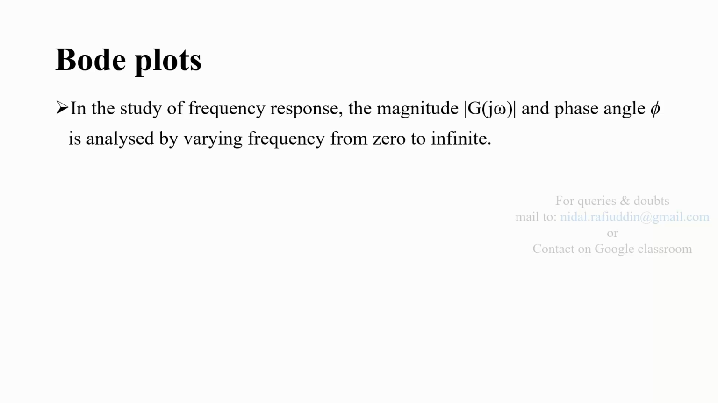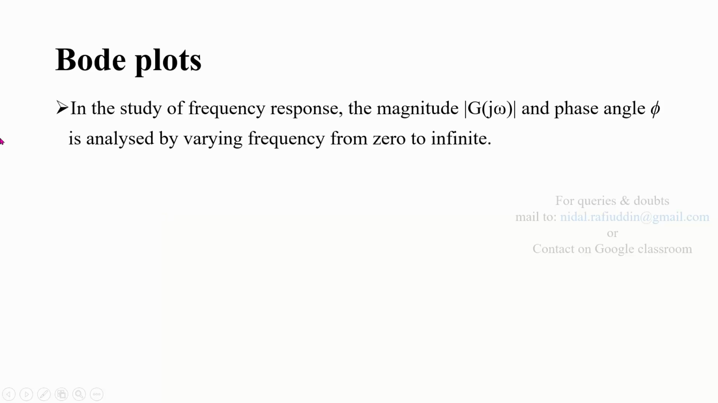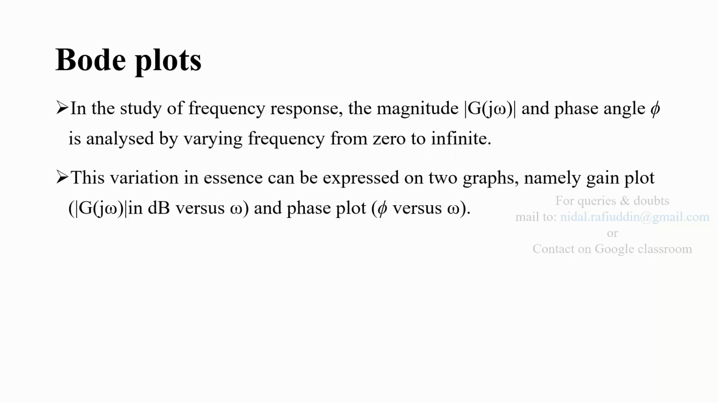So in Bode plot, the study of frequency response, the magnitude |G(jω)| and the phase angle ∠G(jω) is analyzed by varying frequency from 0 to infinity. This is common to all the frequency response methods that we'll be learning, that come under Unit 4. And this variation in essence can be represented on two graphs, namely the gain plot, which is magnitude of G(jω) in decibels versus ω, and the phase plot, φ versus ω. These two plots are collectively called Bode plots.